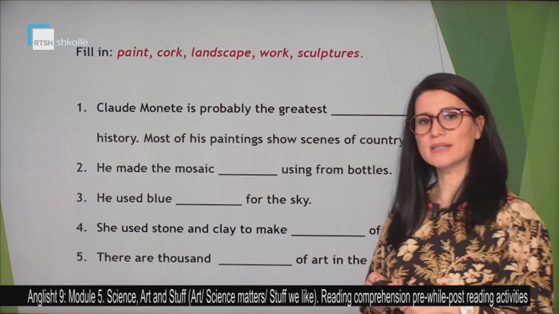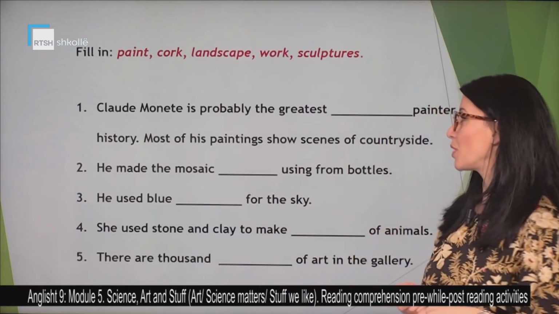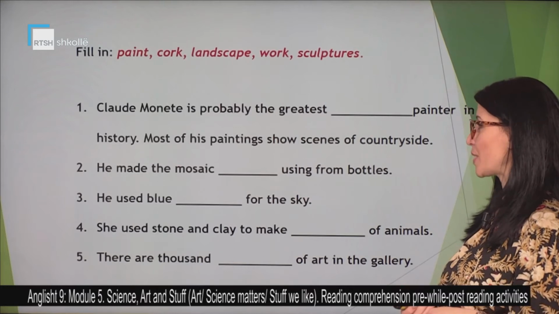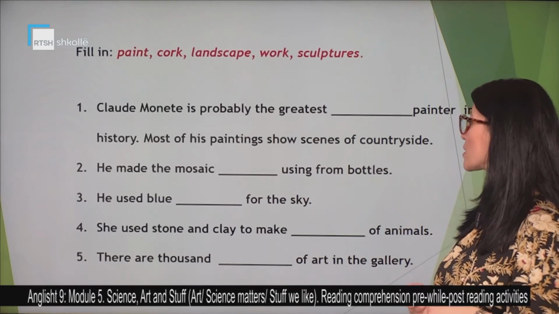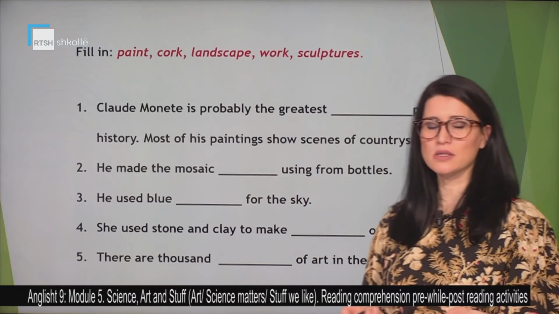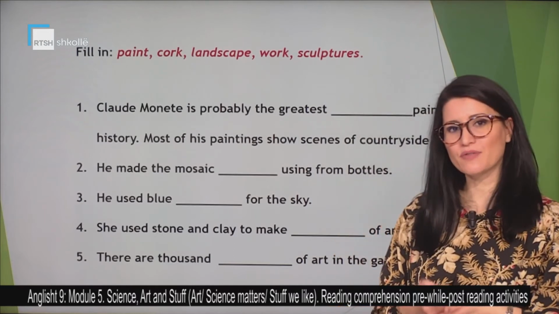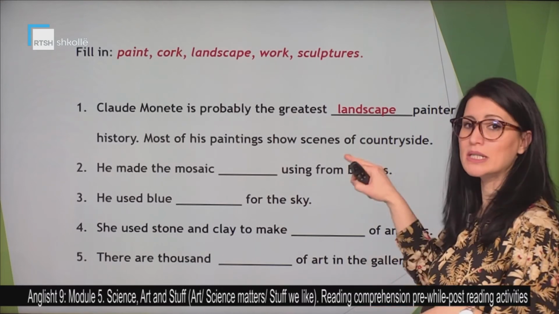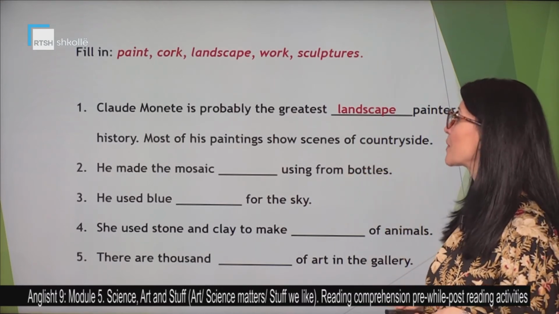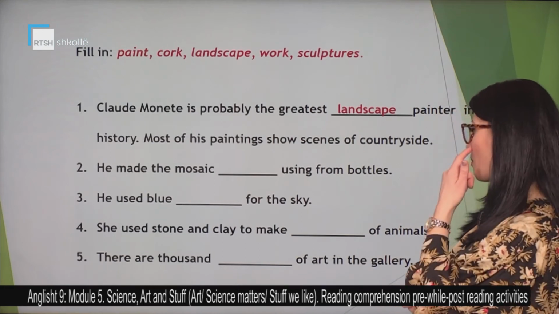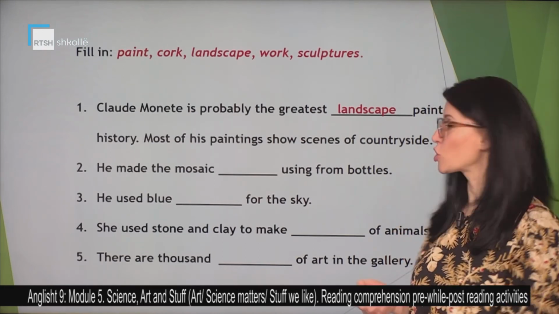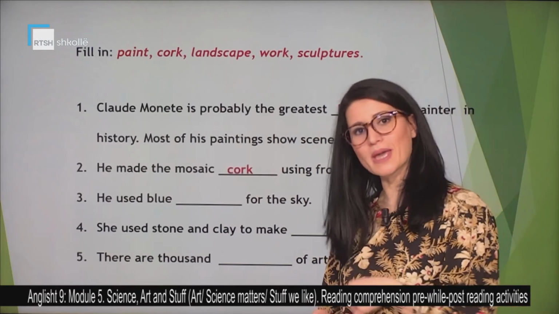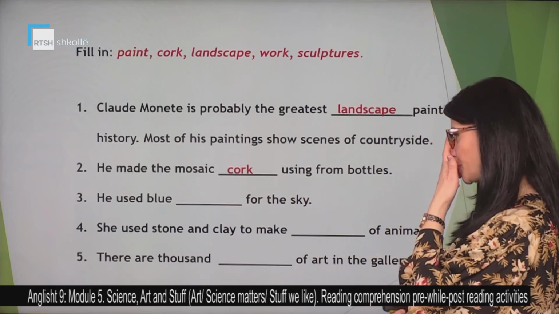Let's go on with the sentences. Claude Monet is probably the greatest painter in history. Most of his paintings show scenes of countryside. So what do you think? Which word best fits this sentence? And it is landscape, because as we can see, the words scenes of countryside. Number 2, he made the mosaic using corks from bottles. So what did he use? Cork. He used corks to make his mosaics.